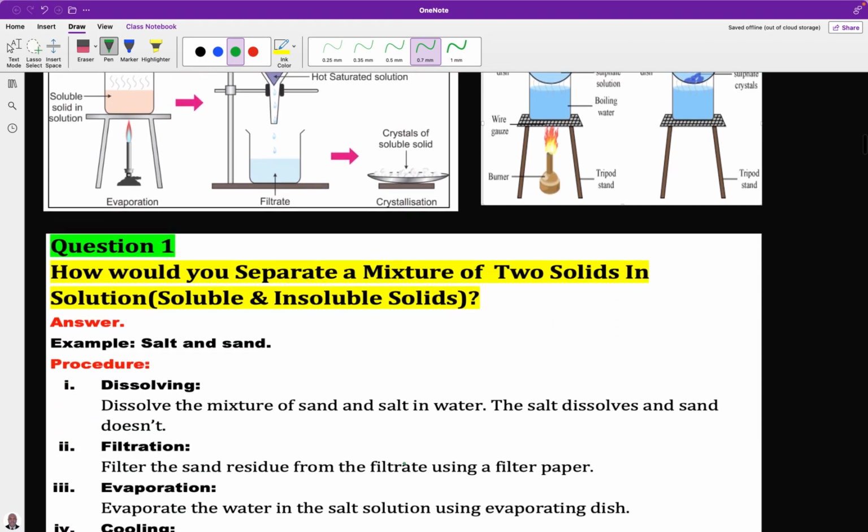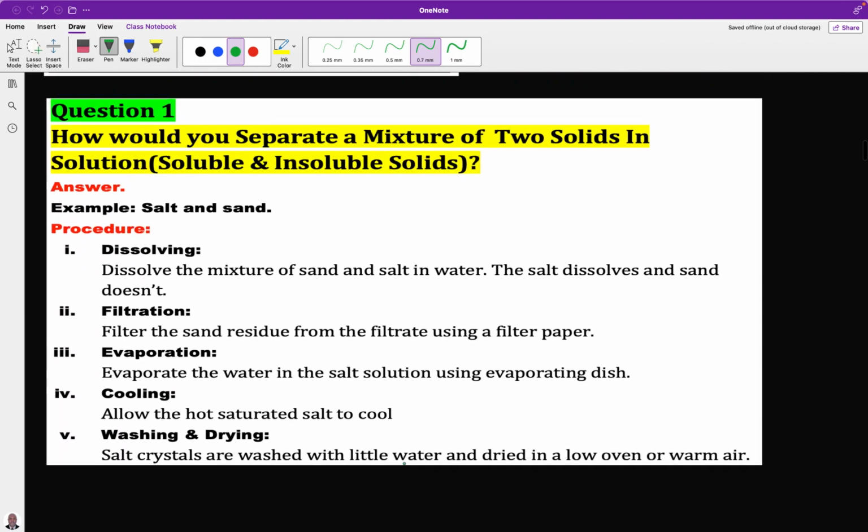This is a simple question often asked in the exam. How would you separate a mixture of two solids in solution? One is soluble and the other one is insoluble. The simple thing is an example. You give an example for it.